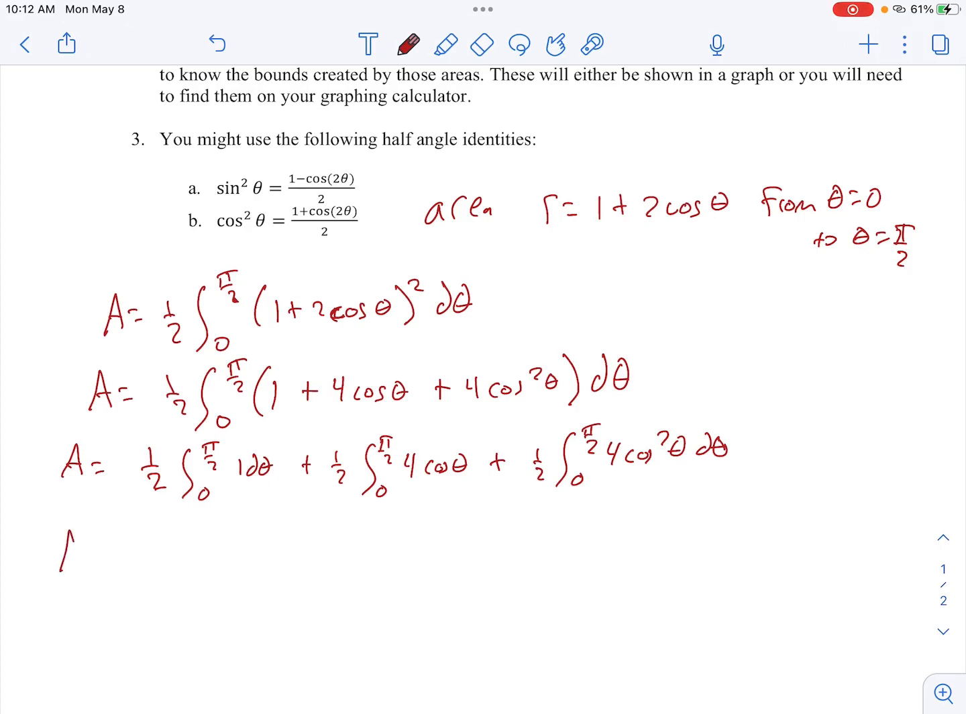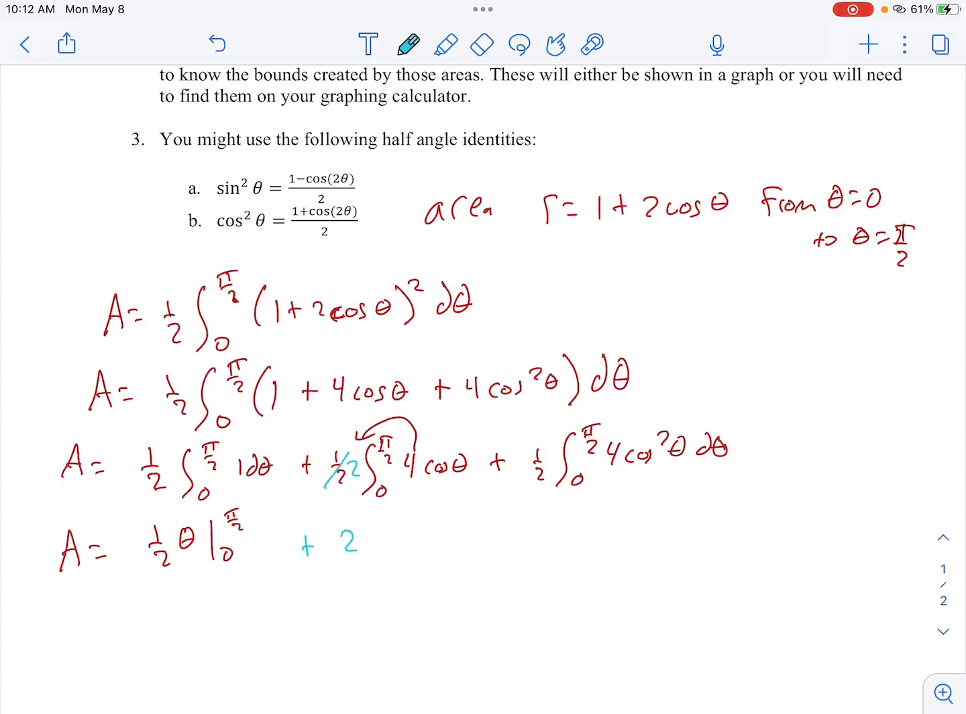Okay, so starting out here at the beginning, integrate the number 1. We're going to turn it into a theta, and we're going to evaluate that from 0 to pi halves. That'll be pretty easy. Next, we have 4 cosine of theta. We can bring that 4 out front to the 1/2 and make that a 2.